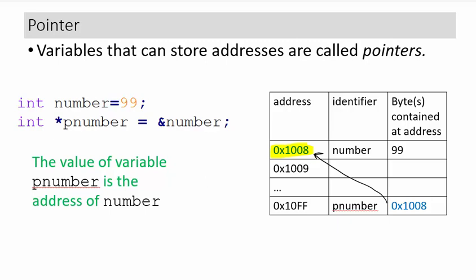And I'm going to show that to you here. So p number gets the address of number. So this is the address of number right here, and I'm going to give that to p number. So p number, that's the identifier, is storing this address, which is the address of number, whose value is 99. But p number is stored in its own location in memory, so p number has its own address, which is right here. So that's what's happening.